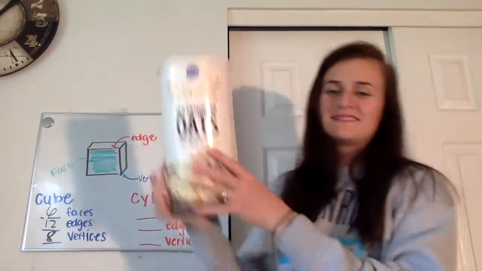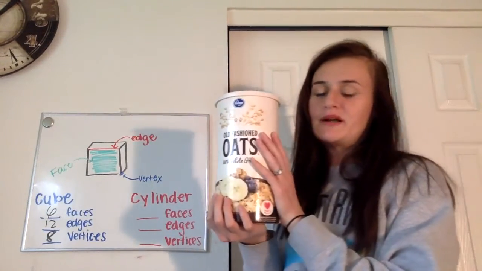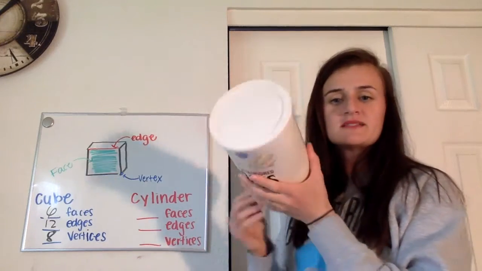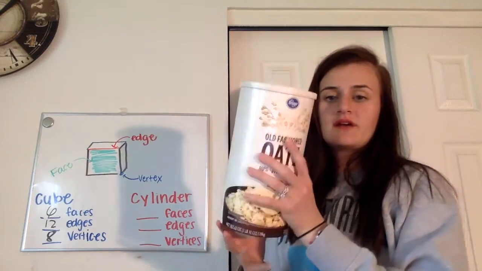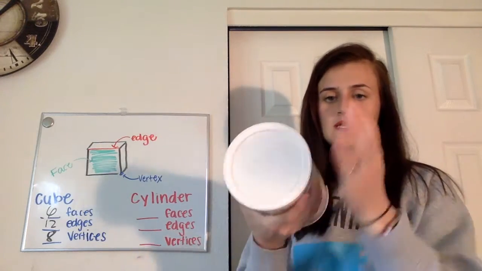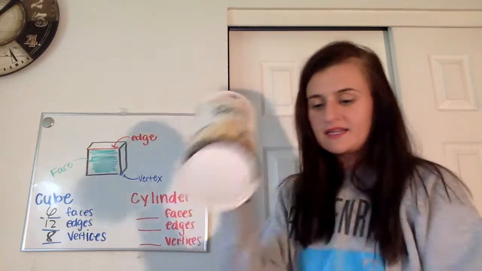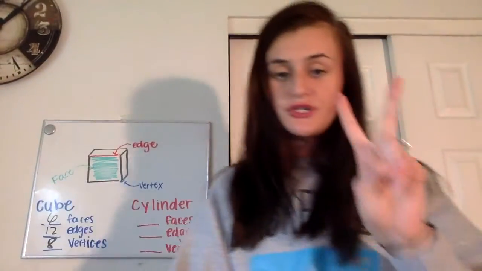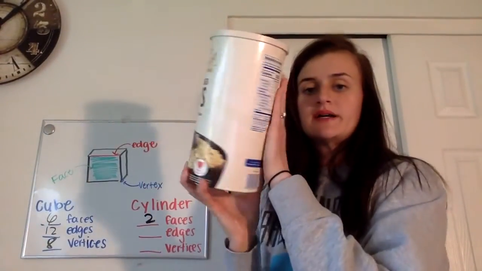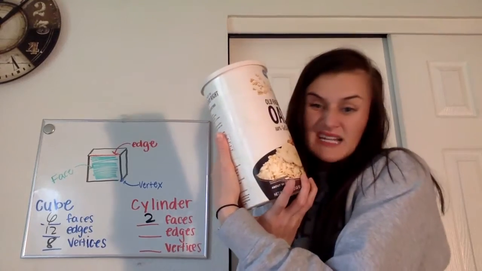Now let's count our cylinder. Now our cylinder is going to be a whole bunch easier because there's not as many faces. So let's get into it. How many faces do you see on our cylinder? What do you see? Well, I see a flat side here, and I see a flat side here. So there are 2. Now that other part of the cylinder, this curved part, it's not flat, so it's not a face.